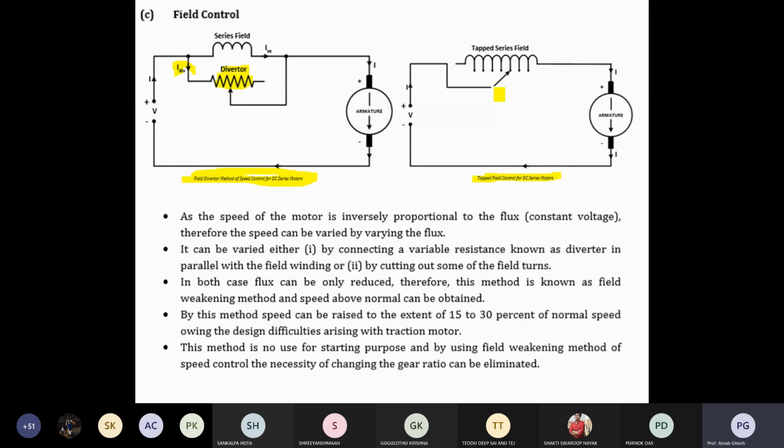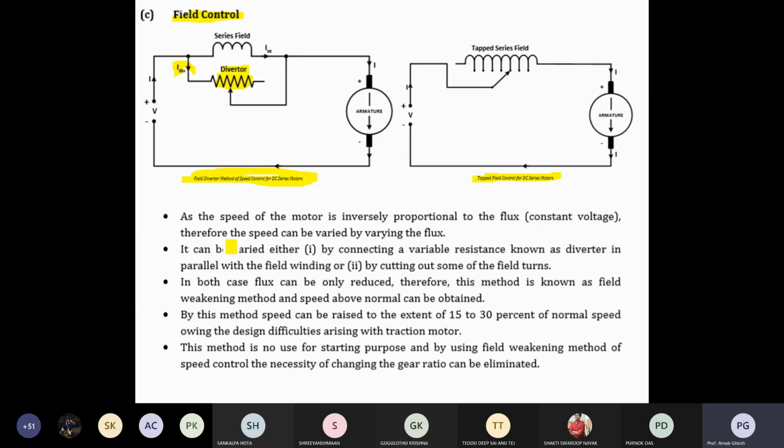That's why the current generation of motors is totally based on the induction motor, which has a lot of advantages over the conventional series motor traction drives. Okay, so in case of field control, what are the methods?